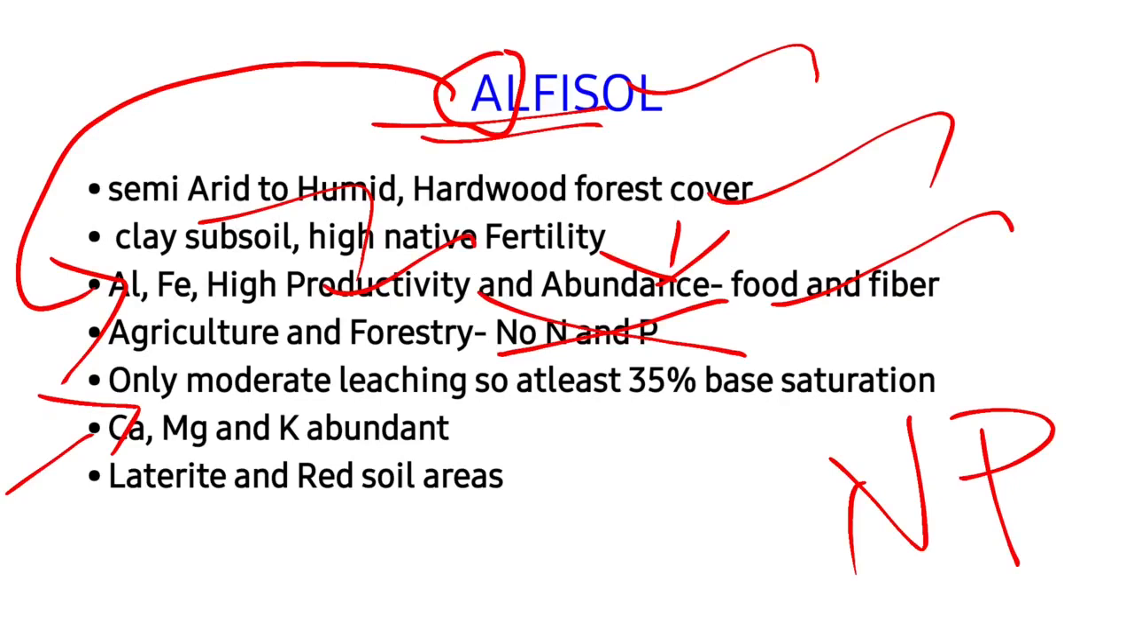As calcium and magnesium are higher, it has at least 35% base saturation, and it has only undergone moderate leaching, so there is at least 35% base saturation, and it is rich in iron oxide. It is found in red soil areas and laterite soil areas.